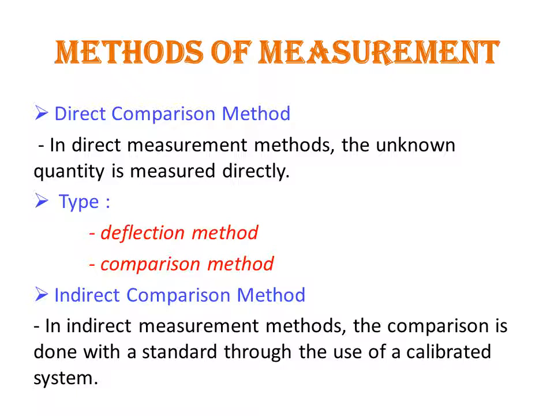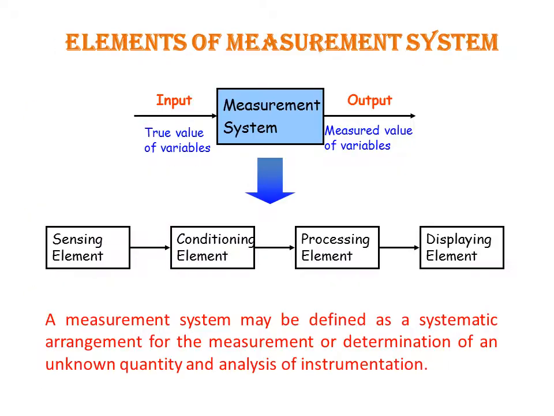The comparison is done with a standard through the use of a calibrated system. Already a particular system will be calibrated and the system under measurement will be compared with this calibrated system to analyze the value of the quantity. This is indirect comparison method. So, these are the ways in which the measurement is being done.